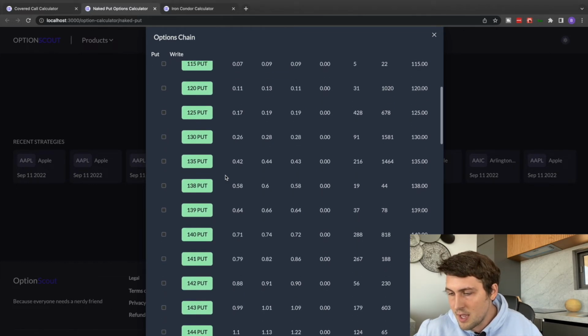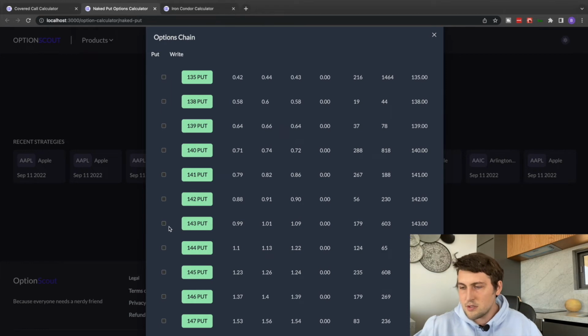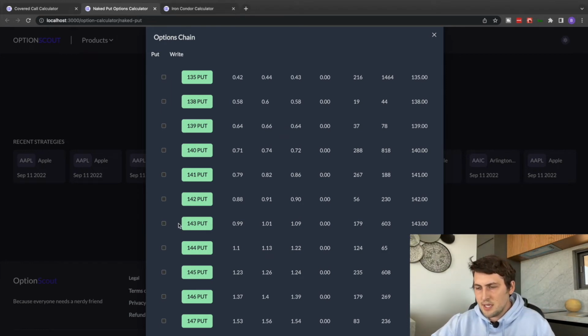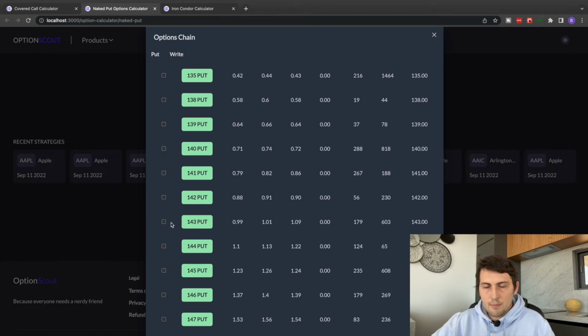Let's go down and click on this. Right now, Apple is at 157, so this is out of the money. And if we're doing a put, we know that a put is what? I'll let you pause, maybe you can work it out. It is the break-even point.